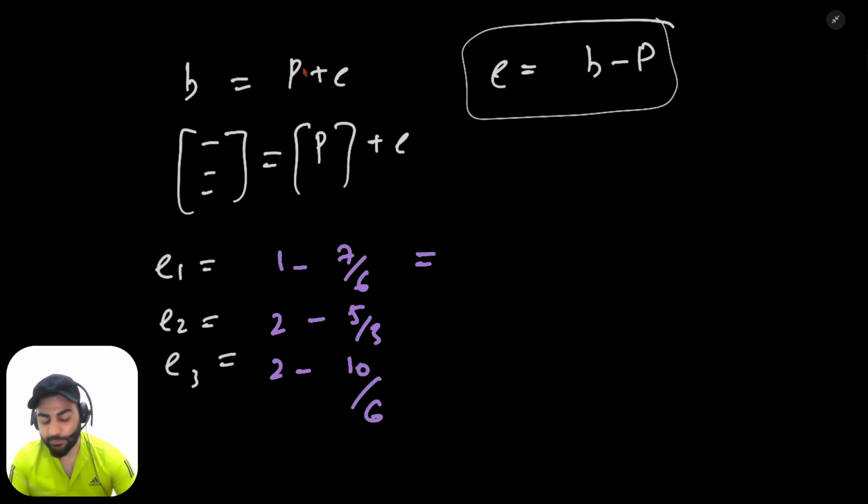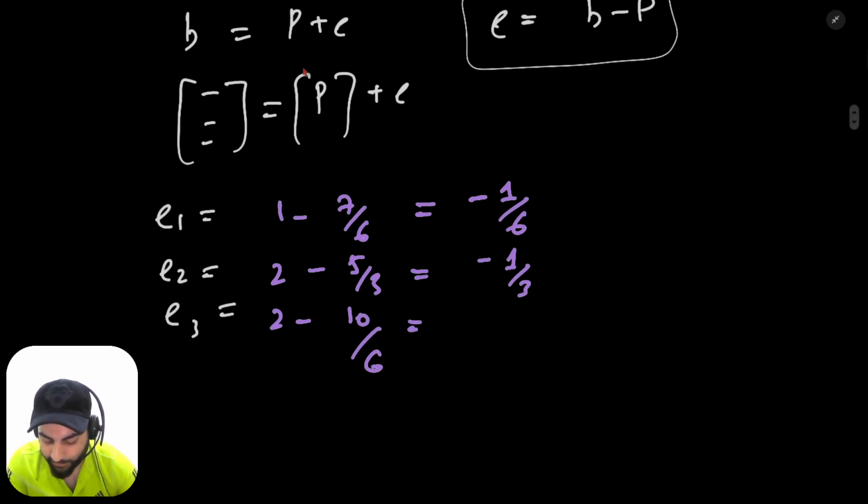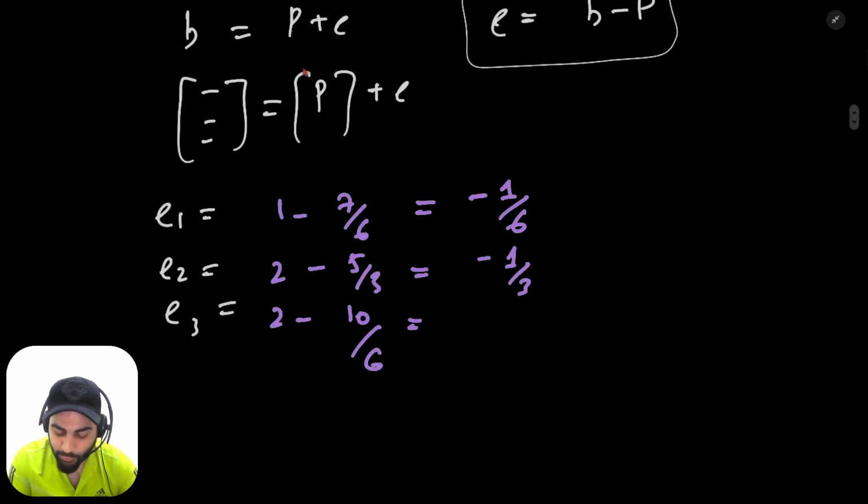Okay, so what's the value of this? This is 6 minus 7. This is minus 1 over 6. This is 6 minus 5. This is again minus 1 over 3. Okay, and this error here is 12 minus 10. This is 2 by 6. Okay, are you clear with this?